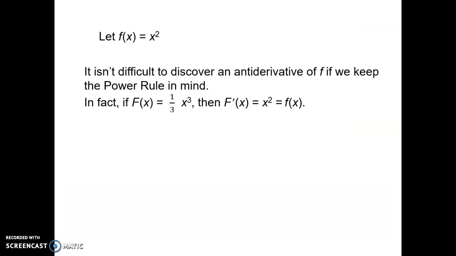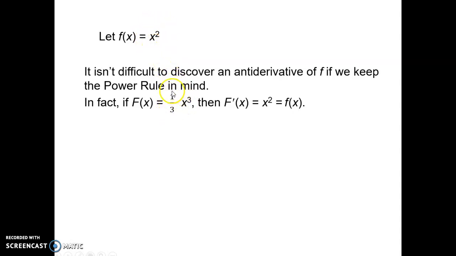All right, let's look at some other things here as we start to try to go backwards with our antiderivatives. Now, in the next video, we'll be talking about more of these antiderivatives, but for right now, let's look at x squared. It isn't too difficult to discover an antiderivative of f if you think of the power rule. Now, we know that if the derivative is x squared, it must have come from x to the third by our derivative formulas. But there was no 3 in front of this formula here.